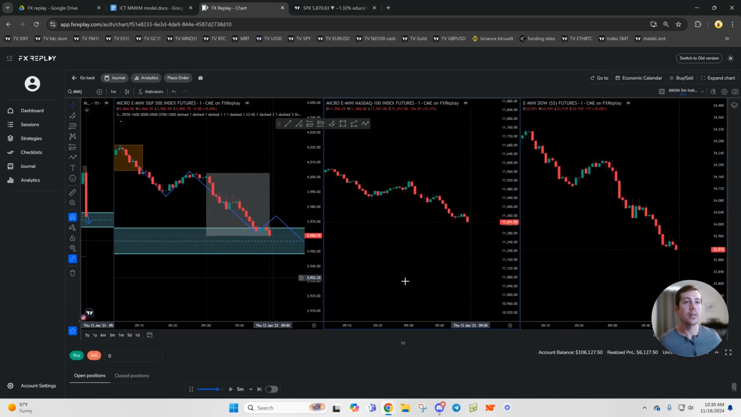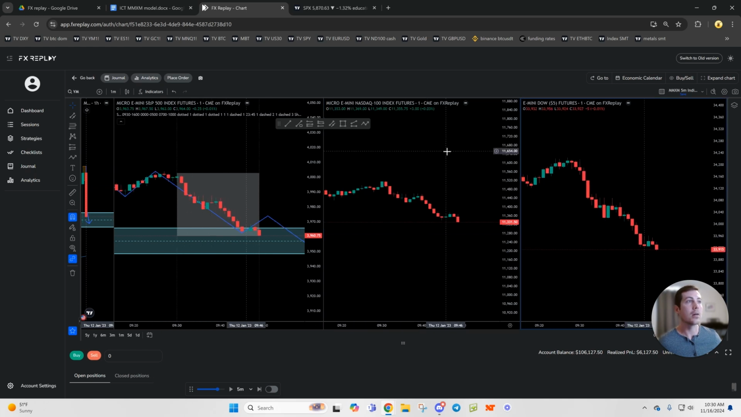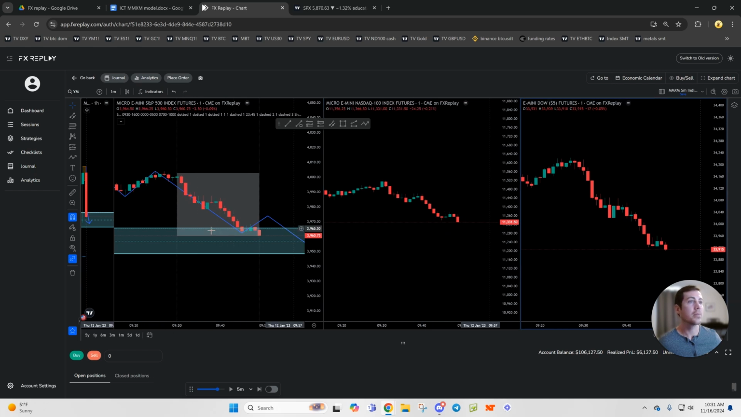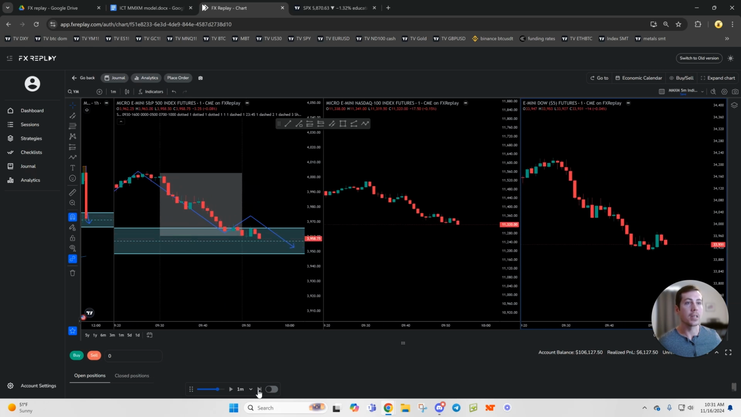So I've got MES on the left, MNQ in the middle, and the Dow on the right, all on, I believe, 1 minute time frame. So they're all on the same time frame. I'm just going to try and show you guys here. Let's go 1 minute at a time. Kind of what I'm looking for with the SMT divergence.